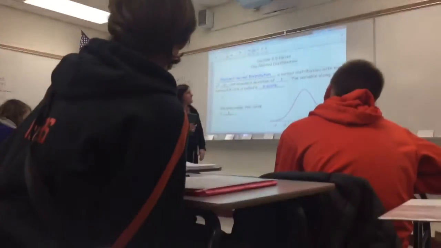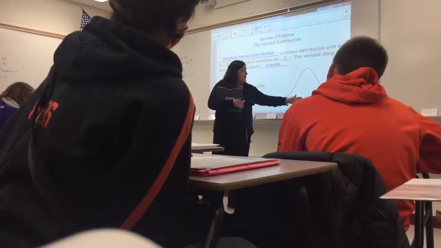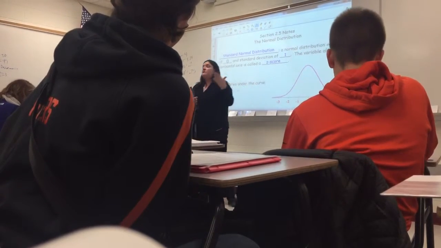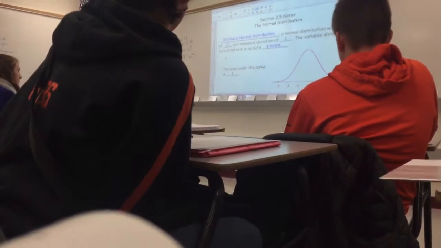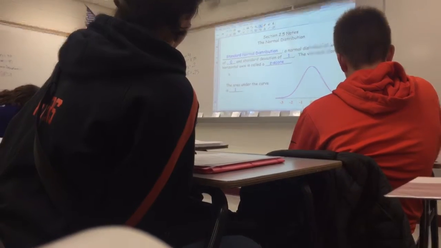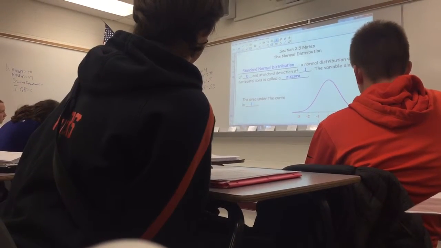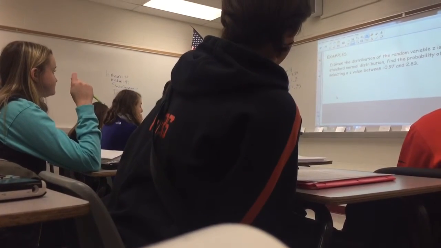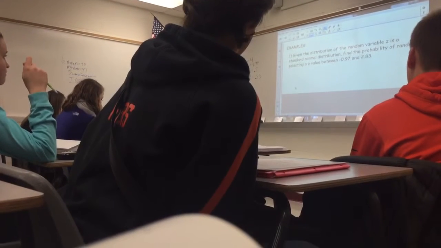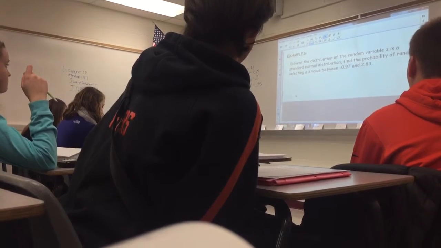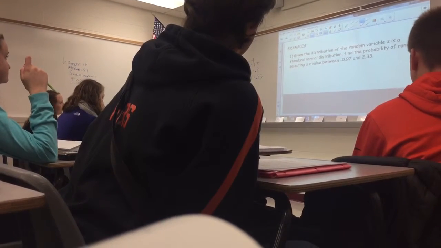So the mean is in the center at 0, 1 standard deviation. Most of your data falls within about 3 standard deviations from the mean. Okay? So, we want to find the probability of choosing a value that falls between negative 0.97 and 2.83. So, you're going to need out your orange packet. So go ahead and pull that out.